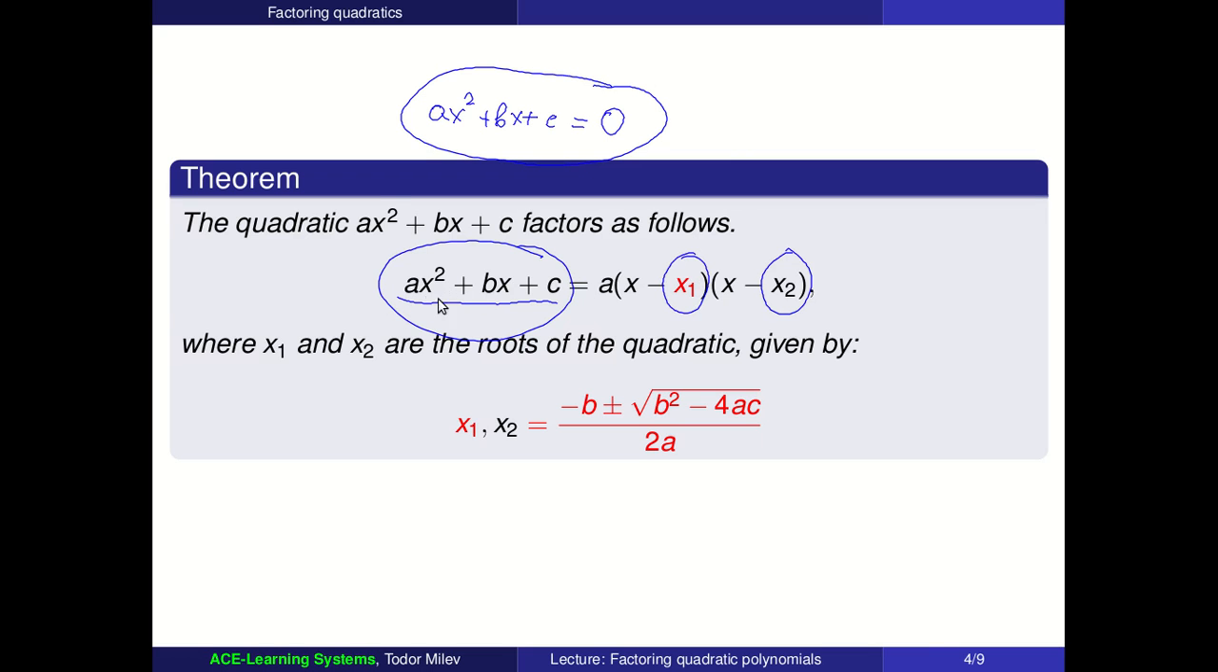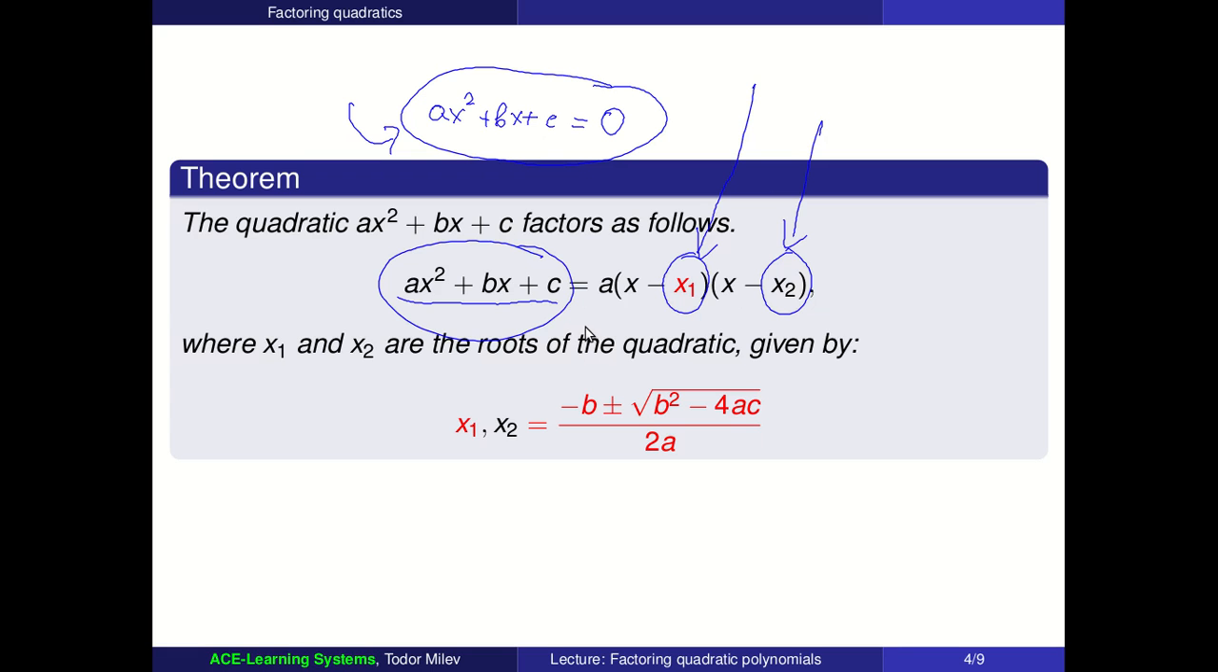So in order to factor ax squared plus bx plus c, I need to first construct this polynomial equation, and then I need to solve it. In the solution of that polynomial equation, I'm going to find numbers x1 and x2. These will be the two solutions of that polynomial equation, and I can plug them into this formula to get a factorization of my quadratic.